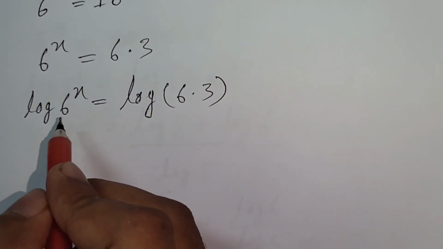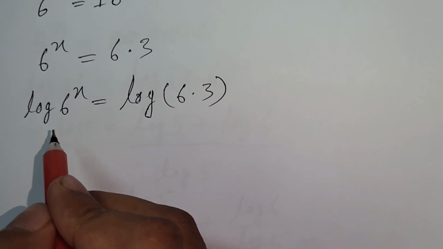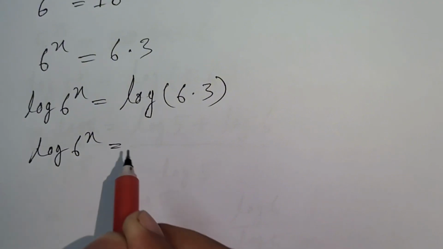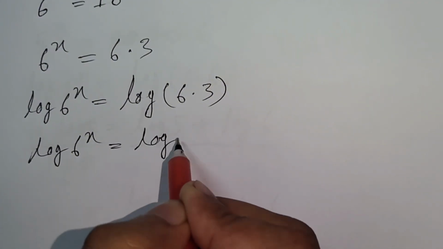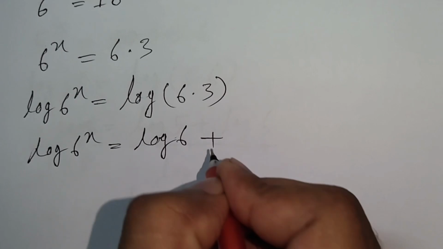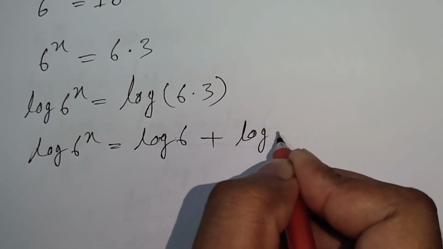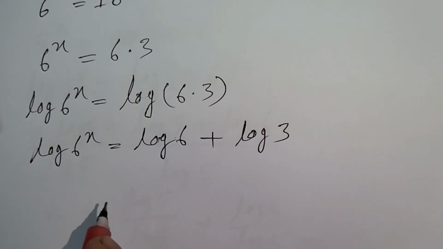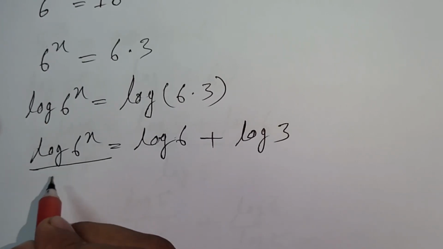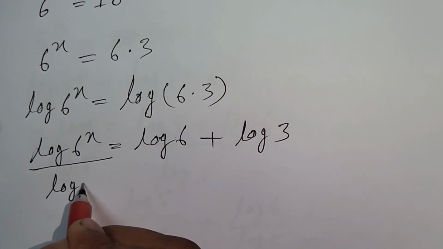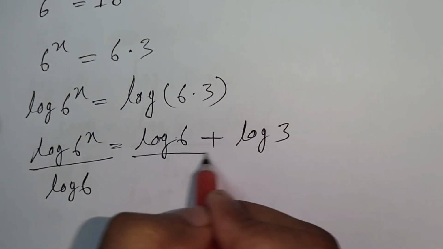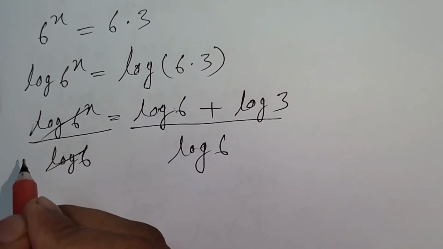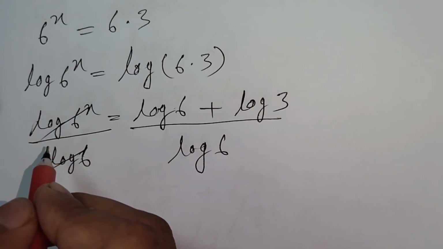Then x log 6 is equal to log 6 plus log 3. Then divided by log 6 on both sides. Log 6 will be cancelled.